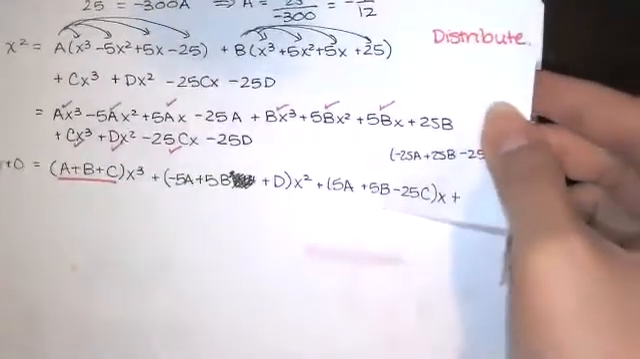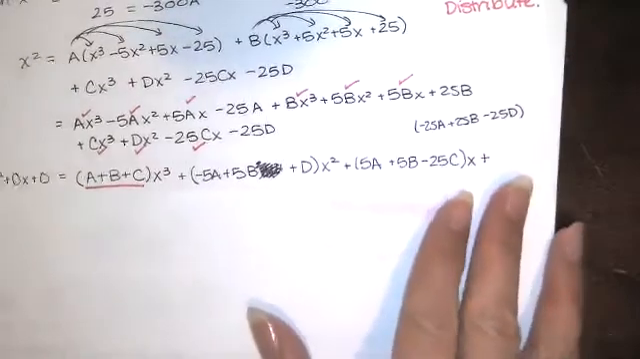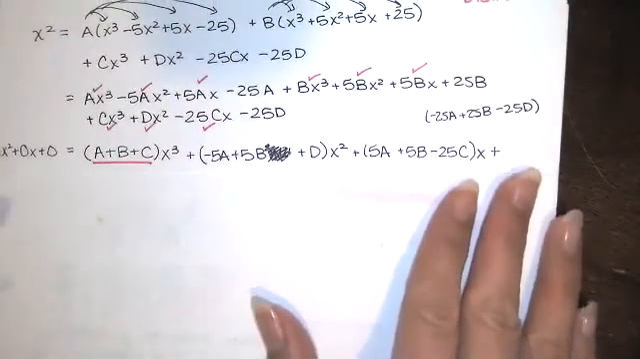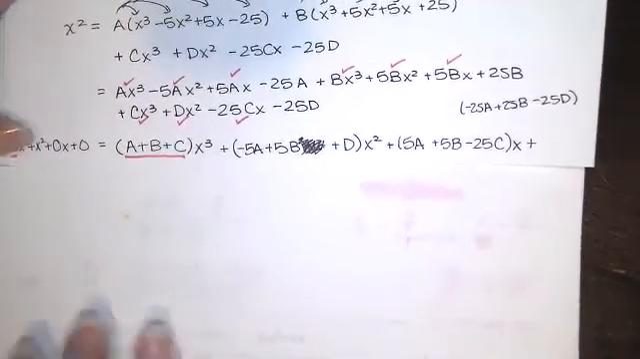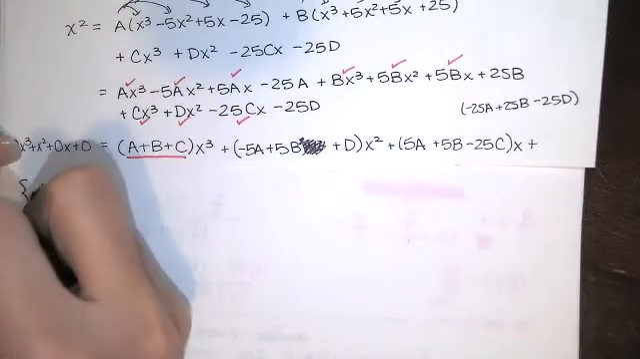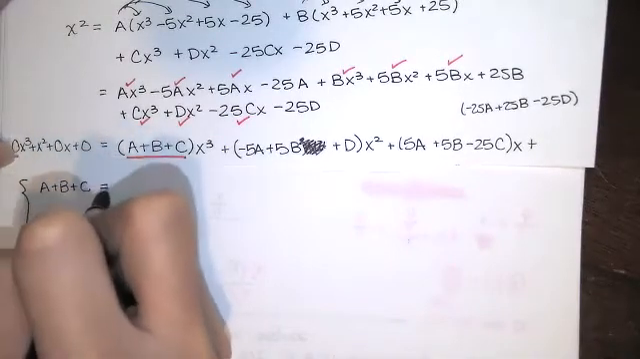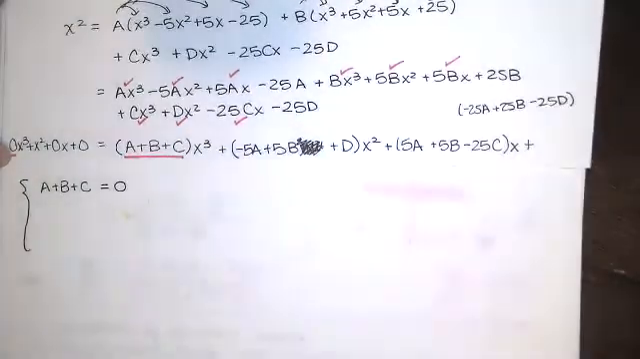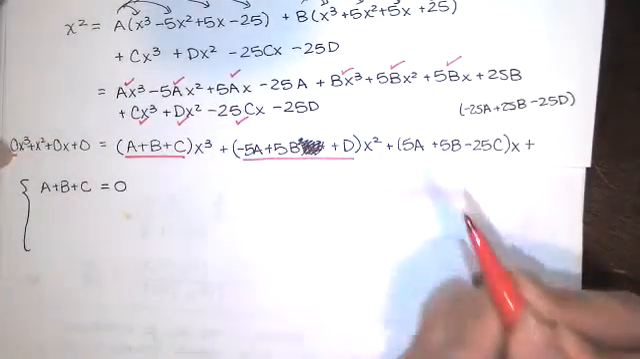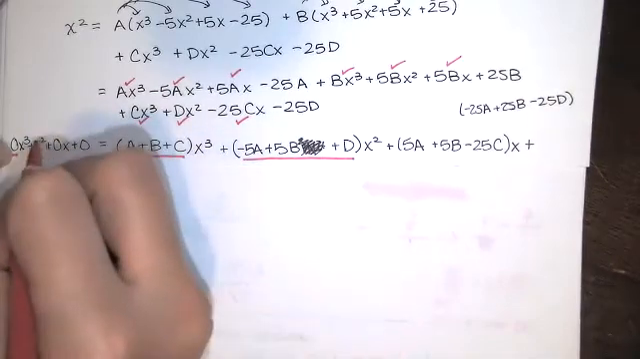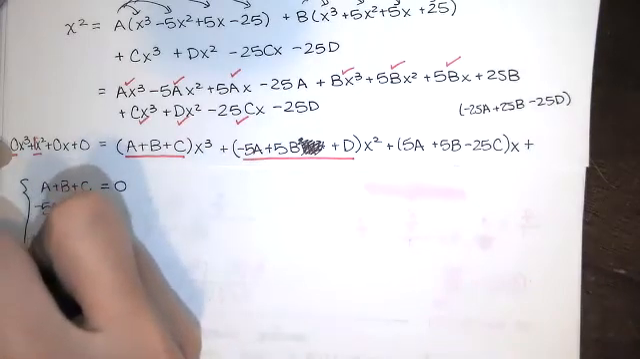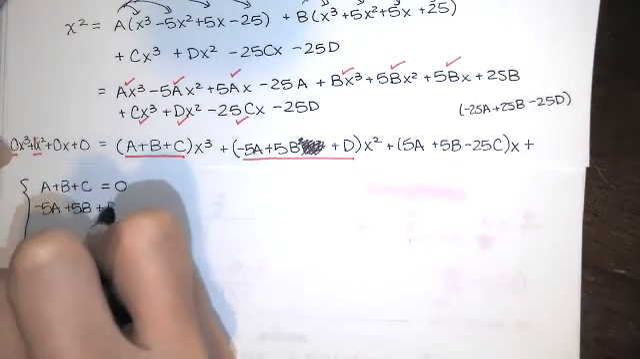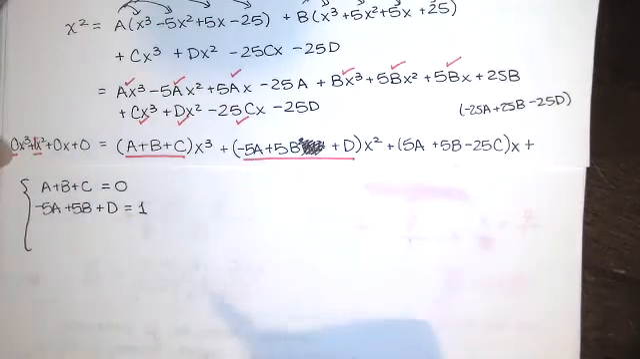Get another piece of paper so I can keep doing the problem. So the coefficient of x cubed on this side is a plus b plus c. So a plus b plus c must be 0. And the coefficient of x squared on this side has to equal the coefficient of x squared on that side. Well, there's an implied 1 right there. It's a little bit hard to see. So we've got -5a plus 5b plus d equals 1. So that has to be equal to that.